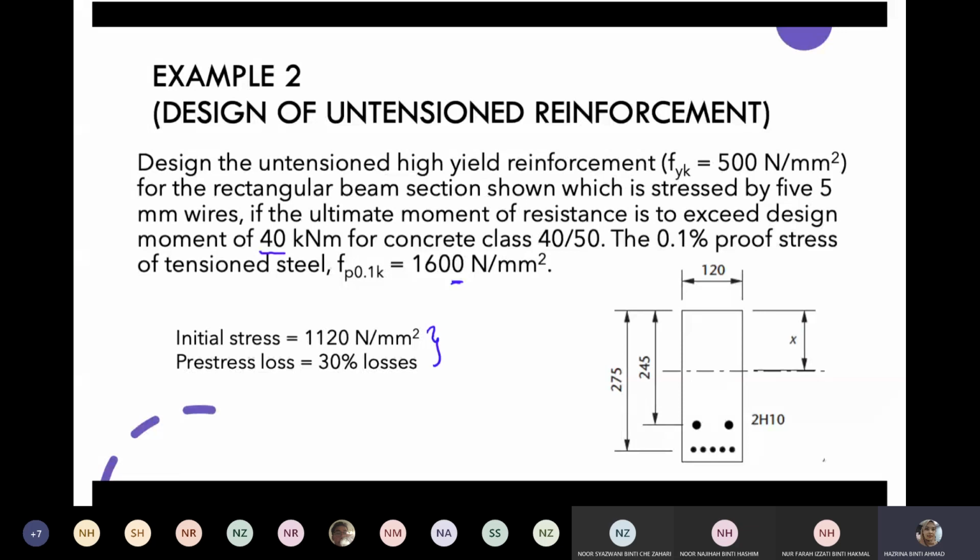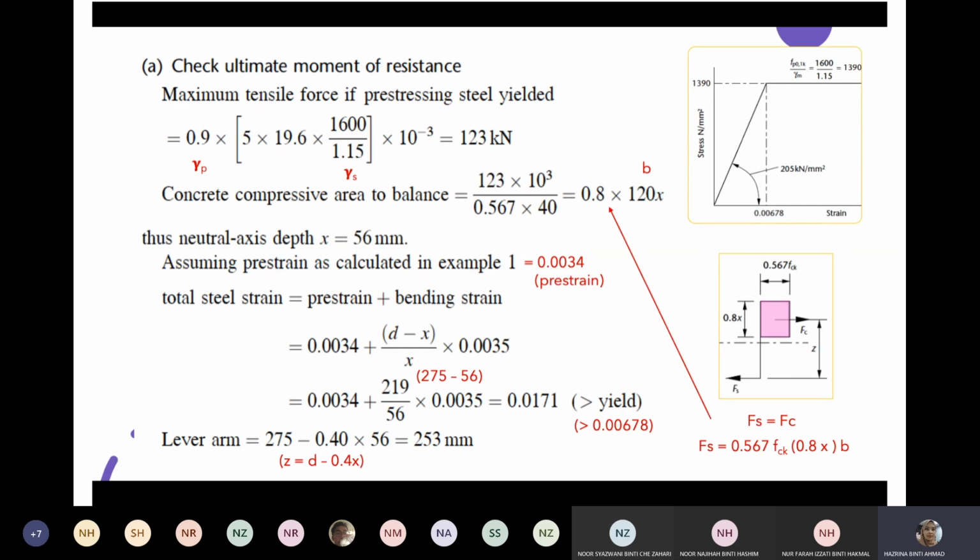The width of the section is 120. Then we have the pre-stressing wires provided at the bottom of our beam, with the D value of 275. As for the reinforcement on top, that is the reinforcement that we are going to design. So the first step is to check the ultimate moment of resistance.